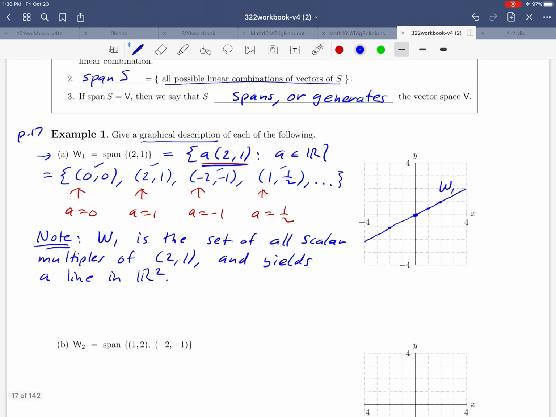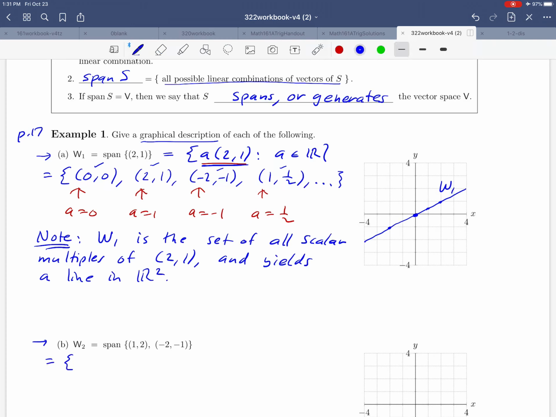Let's move on to part B here, which asks us to calculate a different span. This time we'd like to calculate W2, which is defined to be the span of the two vectors (1, 2) and (-2, -1). And again, span is all about asking, what are all of the vectors that we could build using these as our building blocks? So all possible linear combinations that we can make with those two vectors. And so if we write this out algebraically, I'm going to go to the next line just so this doesn't get too cluttered here.